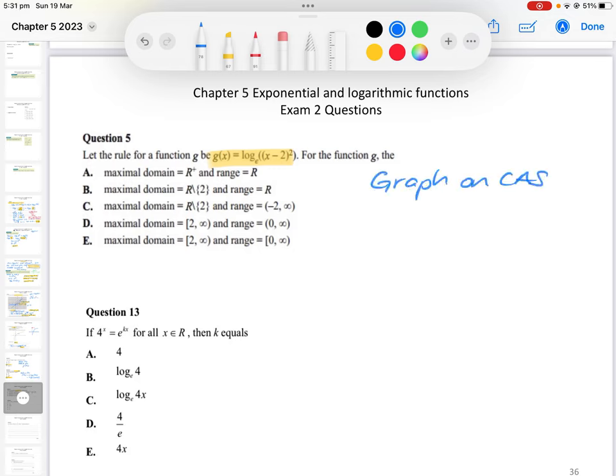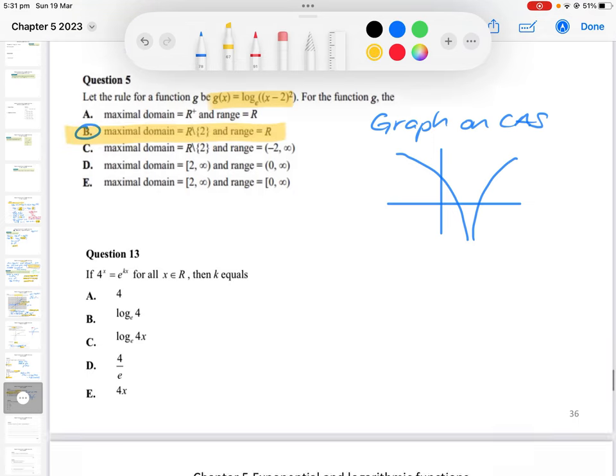And if you do that, you sort of get something that looks like that. So it ends up being everything except for 2 on the x-axis, and then the range is all the numbers.